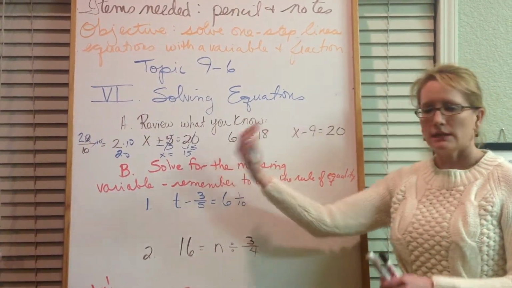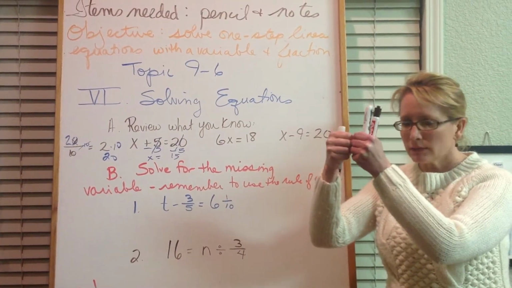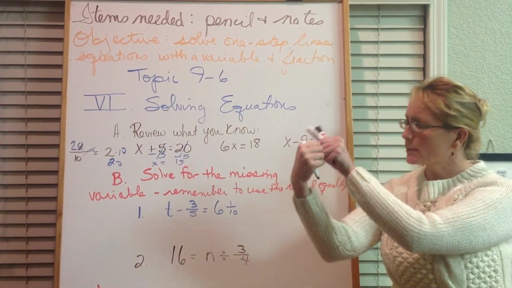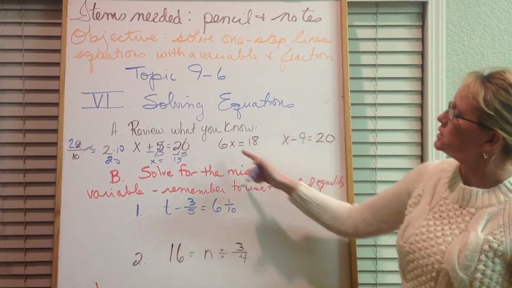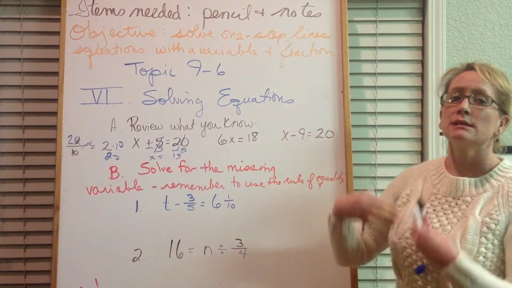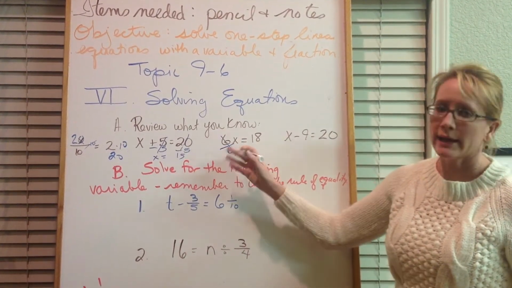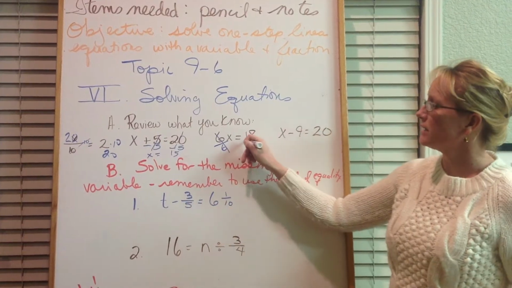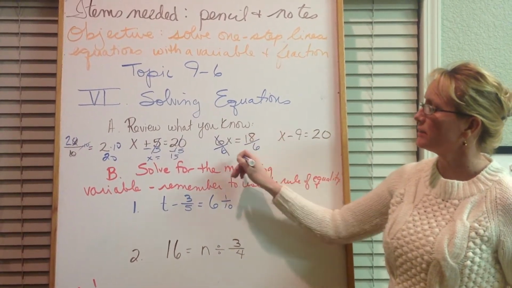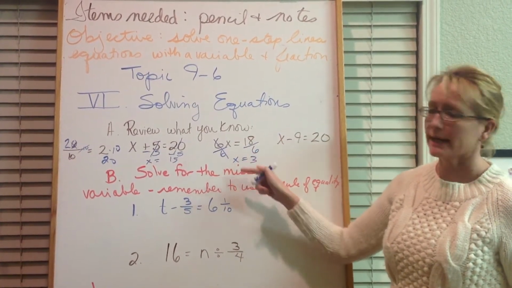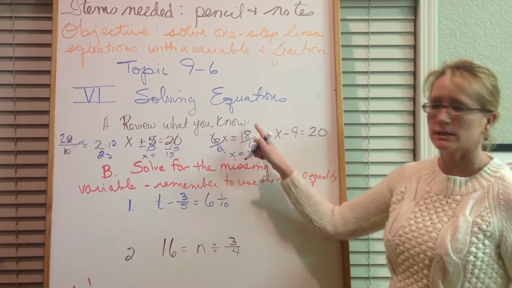Let's go over here. What happens when the numbers press right against the letter? Remember, they're kissing? Remember, they're multiplying. Very good. So what's the opposite of multiply? It's divide. Since I'm going to divide this side by 6 to make it go away, I have to be fair and divide the other side by 6. 18 divided by 6 is 3. We're saying that x is 3. 6 times 3 is 18.